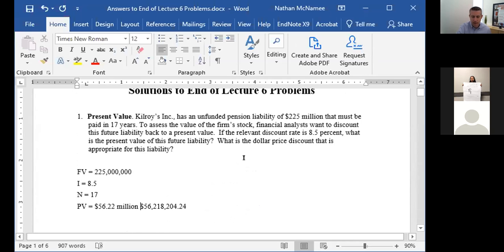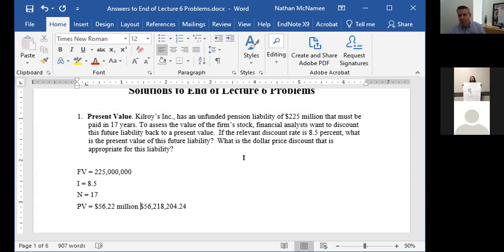Nathan, my answer was negative for some reason. Okay, so this is something to do with the calculator. When we put the future value in as a positive number, then the present value comes out as a negative number, and that's okay. It's just something that the calculator does. If you'd put in the future value as a negative number, then the present value would have come out as a positive number.